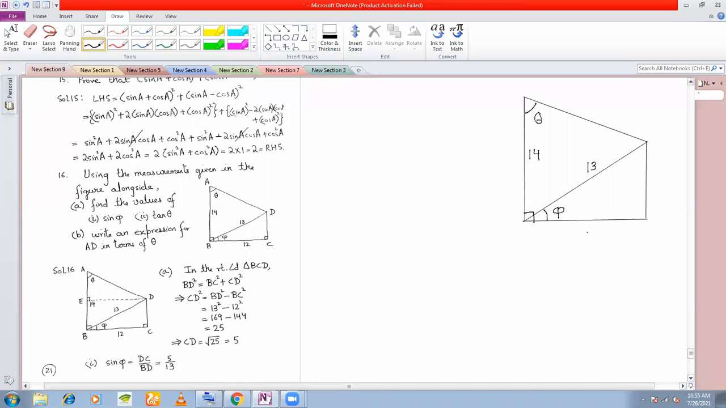The symbol is called phi. Okay, so this is the figure that is given to you. This 90° also given. This symbol here, just know that this symbol is called phi. The Greek alphabet.